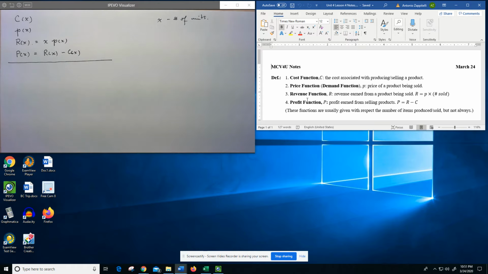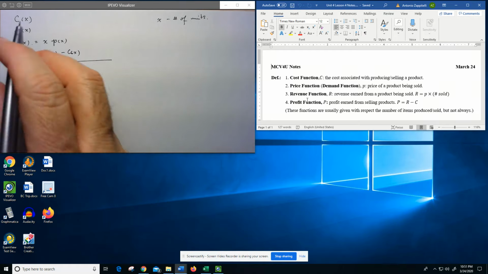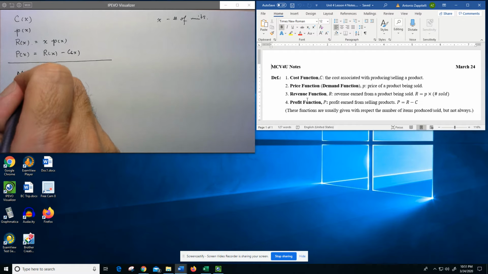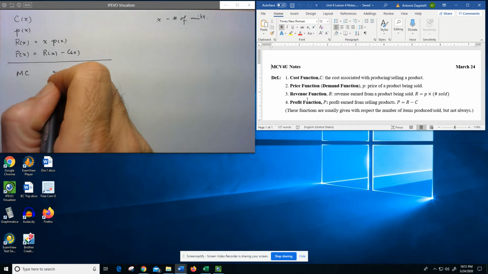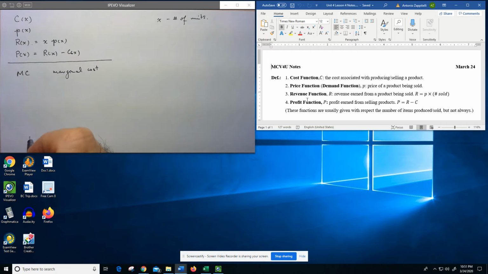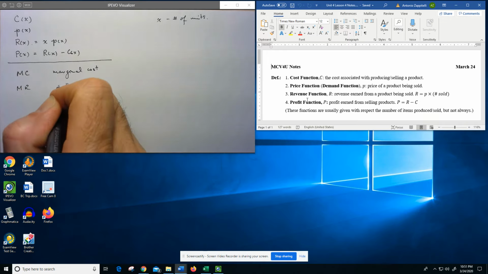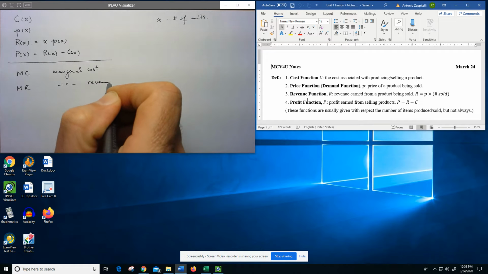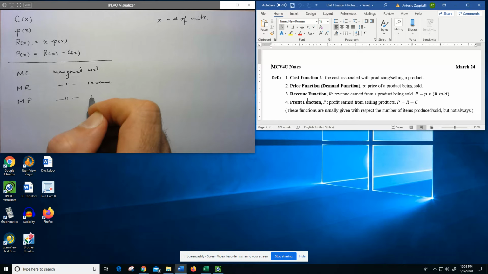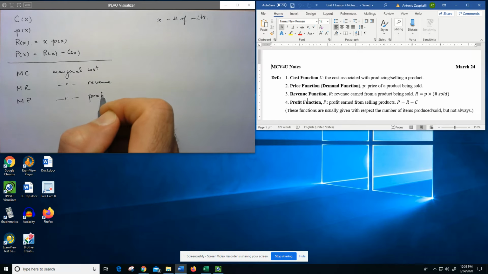But then there's other functions that we're going to look at. I'm not going to show you the definition right away, but we're going to look at what's called the marginal cost. And then you've got the marginal revenue. And then you have the marginal profit. So what's up with this word marginal?